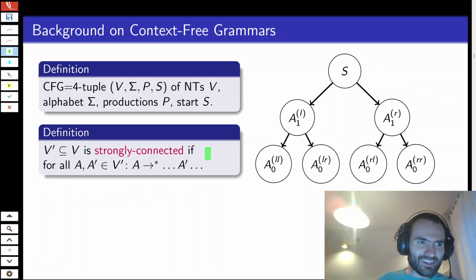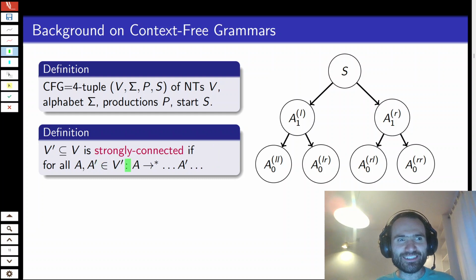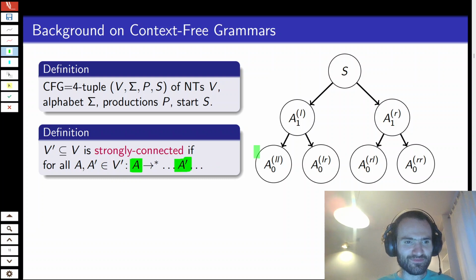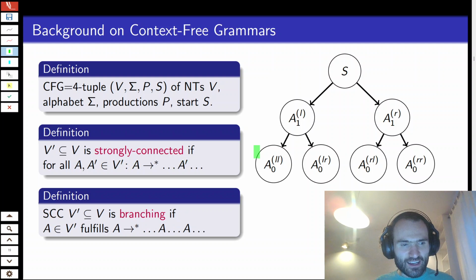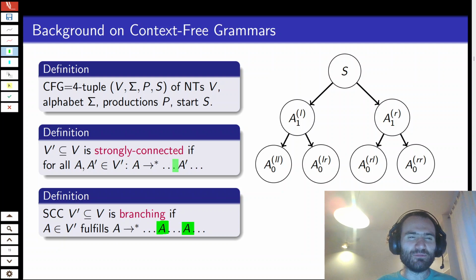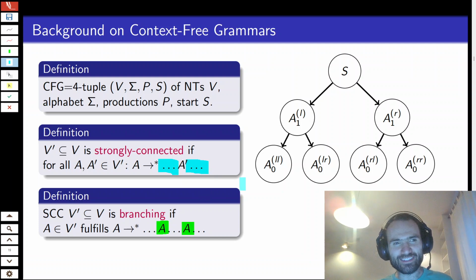So, a set of non-terminals is called strongly connected if for all non-terminals in this set, it is possible for the first non-terminal to reach the second one, and the other way around. And then an SCC is called branching if some non-terminal, or every non-terminal, these two definitions are equivalent, can produce two copies of itself. Just as here above, we do not care about what the dots are. This could be other non-terminals, words, etc. It does not matter.